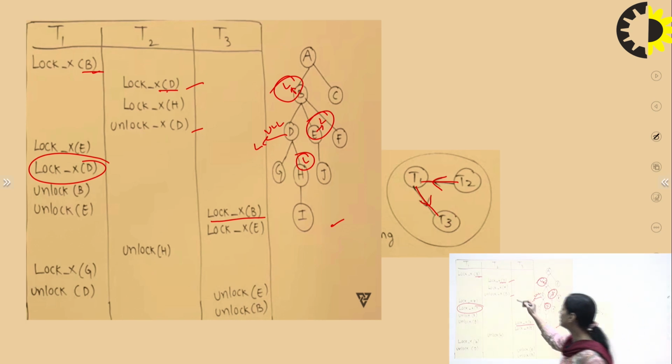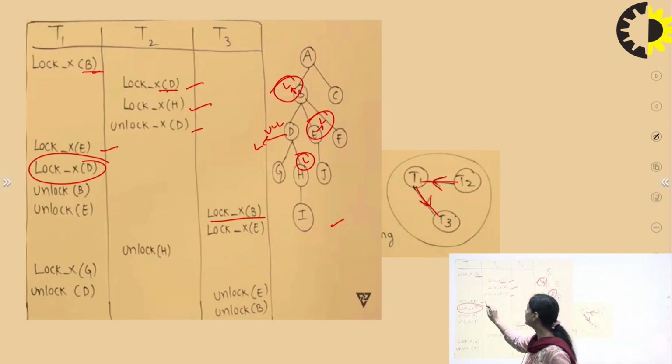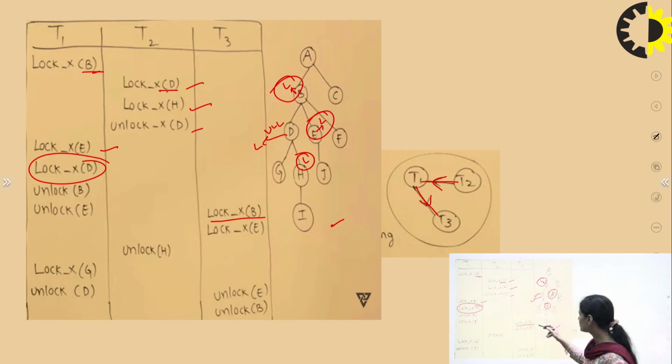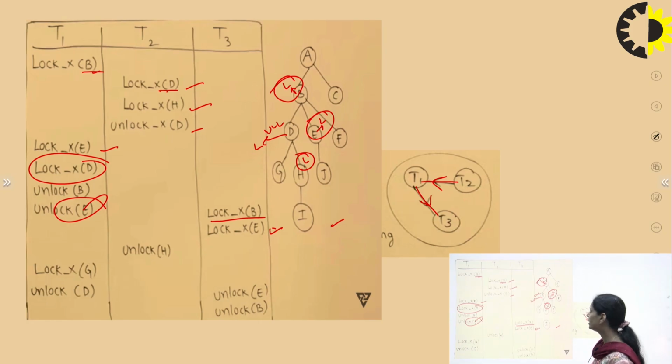Next, coming to H, this H is not being used at any place. We have unlocked it. Then lock X at E. E is being used again over here only when it is unlocked by transaction T1. So this lock E goes from T1 to T3, and we already have H from T1 to T3.